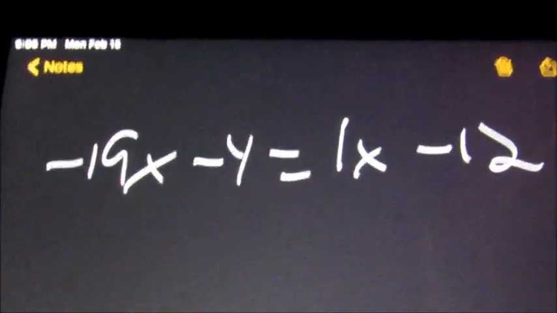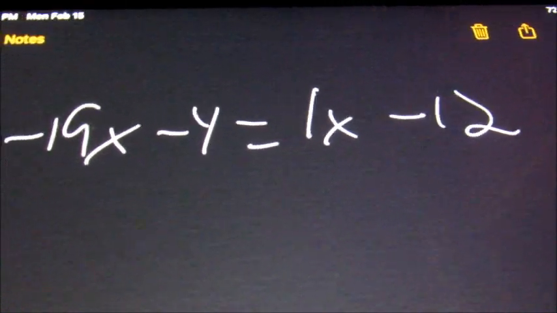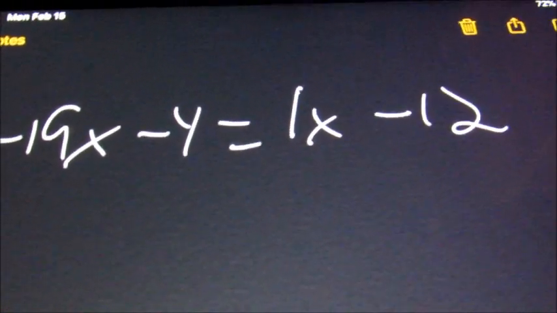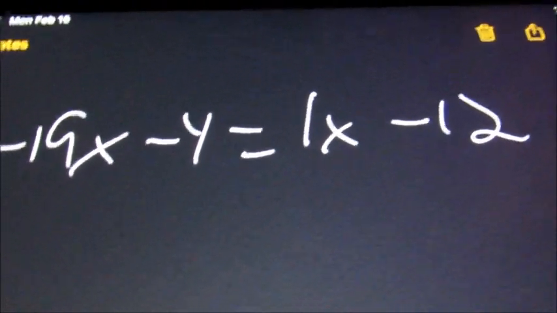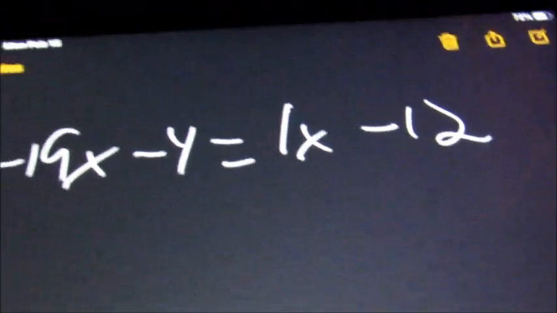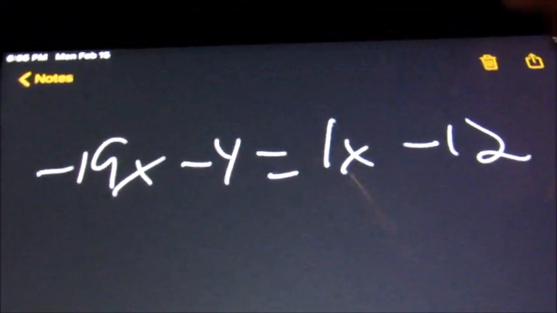Next, let's say we have -19x minus 4 equals 1x minus 12. Alright, so now I can't distribute anything. I don't have like terms on either side, so I'm going to move all my x's to one side, all my numbers to the other. And normally I like to have my x's positive, and so I'm going to move my 19x, which is a negative, over to the right.